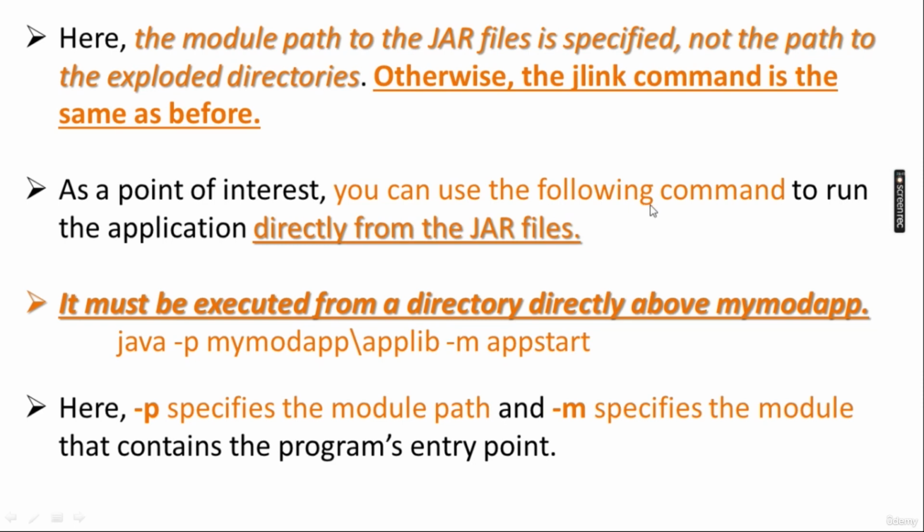As a point of interest, you can use the following command to run the application directly from the JAR files: java -p MyModApp/applib -m appstart. Using this command, you can directly run the application from the JAR files. Here, your JAR files will be located in the applib directory, and it must be executed from directly above MyModApp. -p specifies the module path, and -m specifies the module that contains the program's entry point. This is the module path, MyModApp/applib, and this is the entry point.